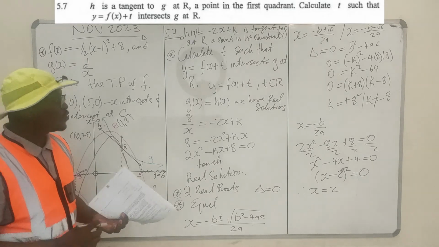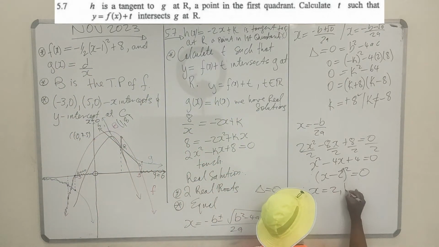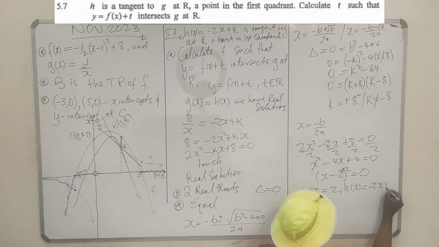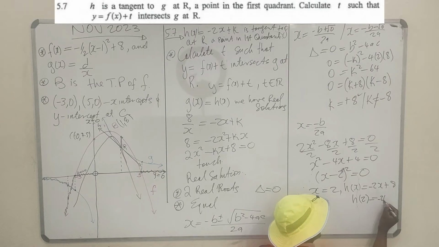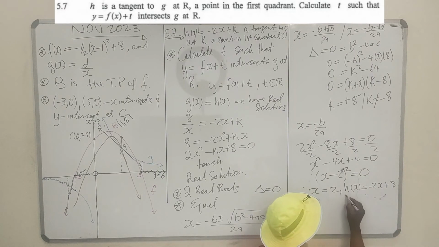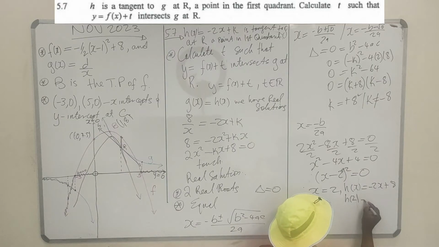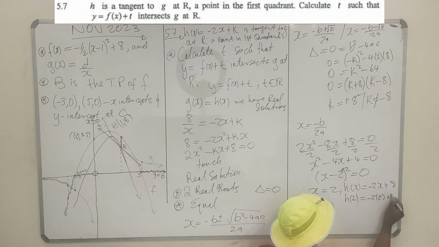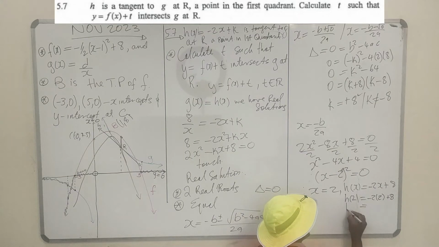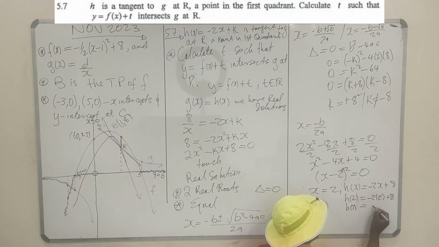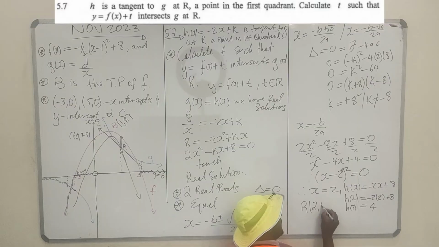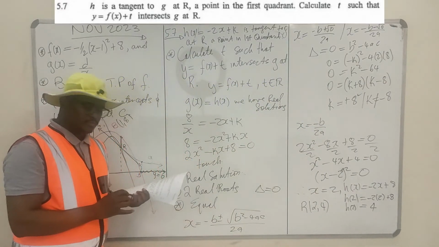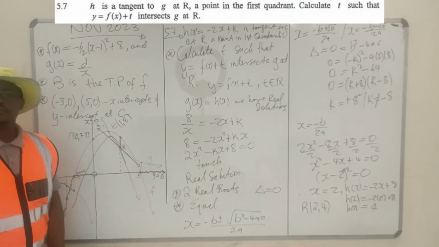What will be the y value there? You can find the y value because you know that h of x is equal to minus 2x plus 8. So h at 2 will be equal to what? Your h at 2 is equal to minus 2 into 2 plus 8. So you get that your h at 2 is equal to, this is minus 4, so you have 4. So your coordinates of r are 2 and 4. These are your coordinates of r.